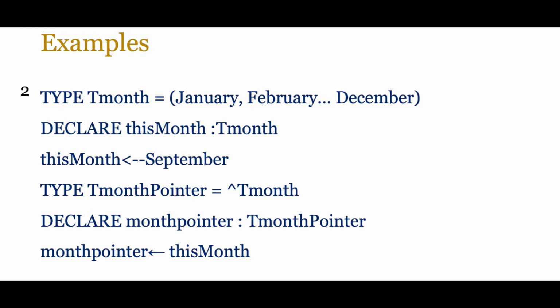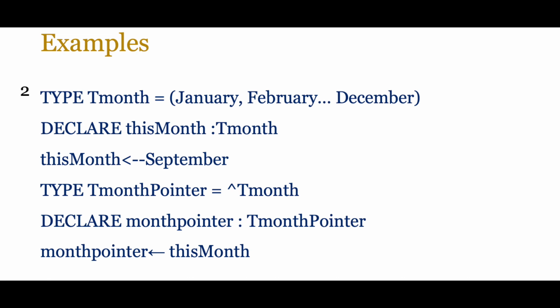Okay, so hopefully you got something similar to this. You once again did type T month and had all your months there. Then you declared this month as the data type T month. Then you assigned the value to this month as September. So that was the first part done. Then you created a new type called T month pointer, which was given the data type of T month. And then you declared the month pointer with the data type of T month pointer, which is the new pointer we just made. And then the month pointer variable is assigned the value to this month, which is September.